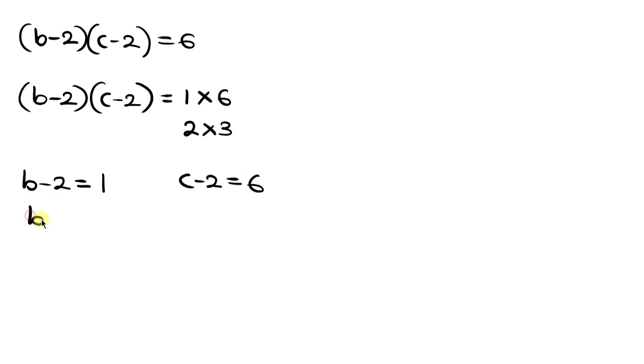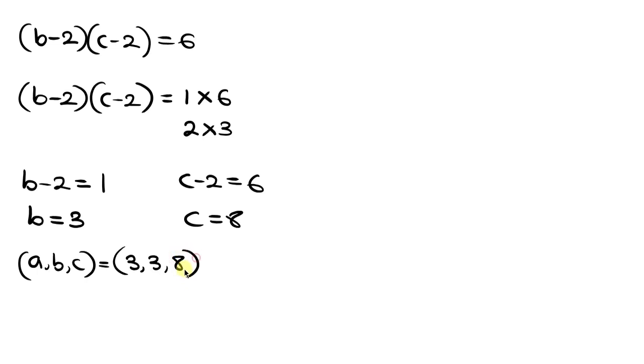So to get B, we're going to be moving negative 2 to the right-hand side to become plus 2. So 1 plus 2 is 3. And to get C, I'm going to be moving negative 2 to the right to become plus 2. So 6 plus 2 is 8. So the values of A, B, and C are, remember, we are solving for when A is 3, B is 3, while C is 8.